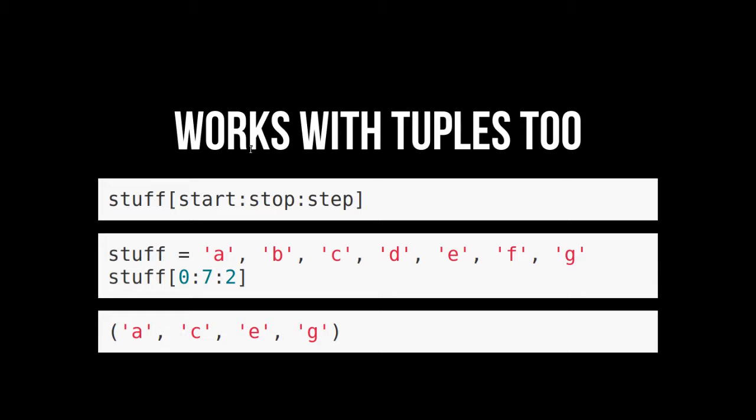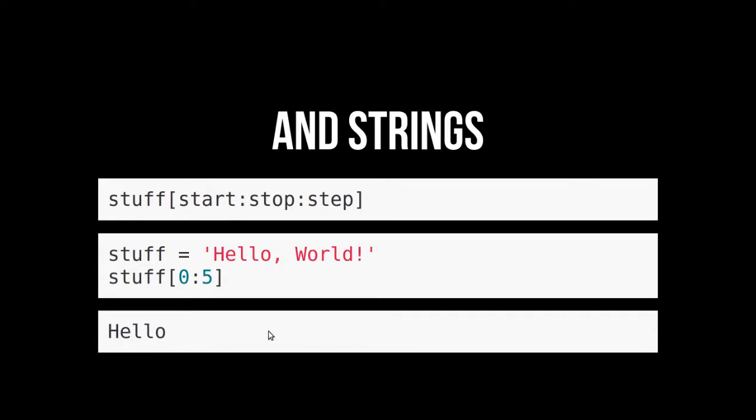It works with tuples too. Pretty much most sequences will be able to do this. So here we go. We've got a tuple, and we do the same exact thing, and the same exact thing happens, except instead of another list, it returns another tuple. And you can also do this with strings. We're going to say that we want to stop at 5 for this string of hello world, and we're just going to get hello.